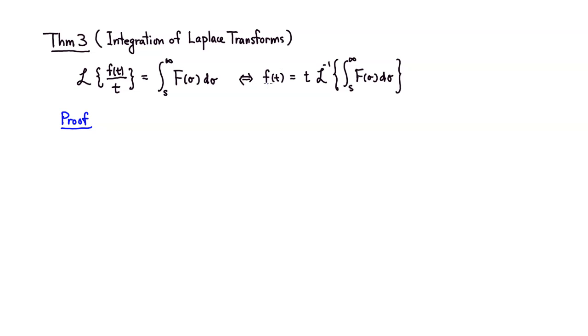And equivalently, of course, you can just take the inverse Laplace transform of both sides. We can then solve for f of t, which is t times the inverse Laplace transform of the integral. All right, let's try to prove this initial one.